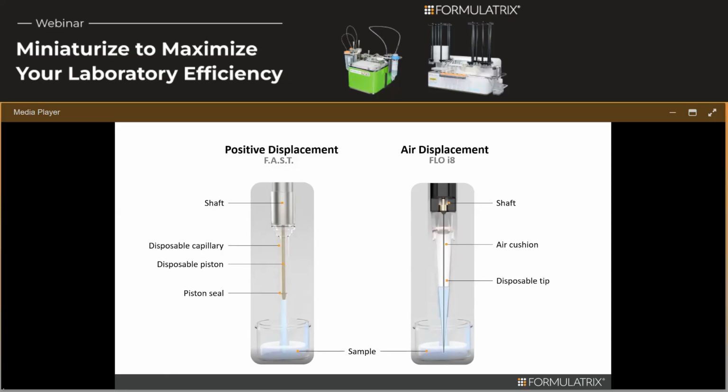Flow I8 tips contain conductive and pressure sensors that detect the liquid levels within the tip and automatically optimize the pipetting parameters accordingly. This mitigates the effect of viscosity on air displacement pipetting, making Flow I8 highly precise and accurate.